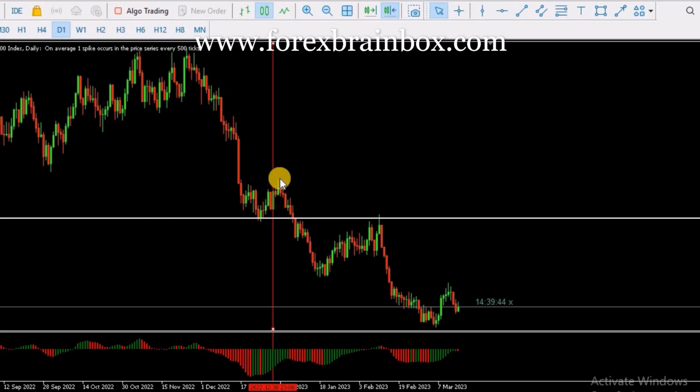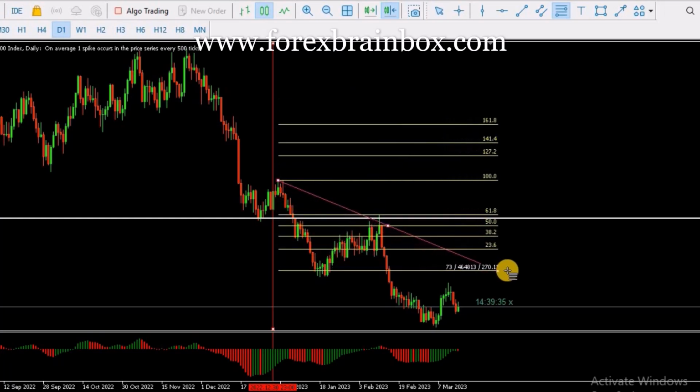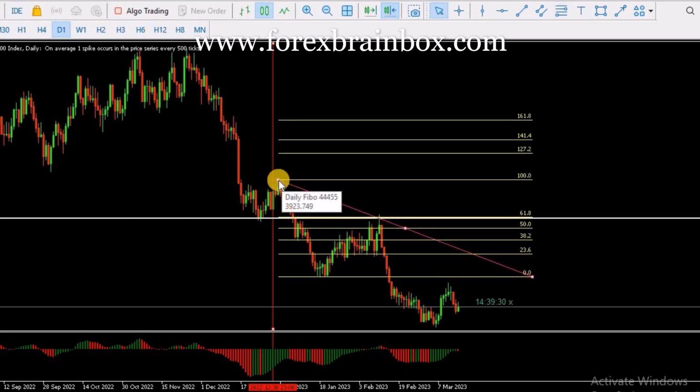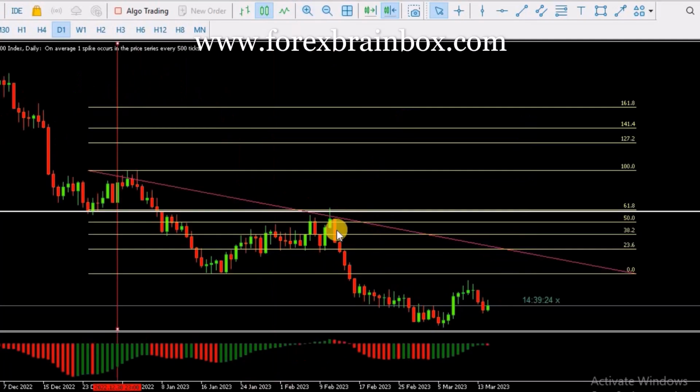After mapping your pin bar, you use your Fibonacci tool. You place it at the highest point and you drag it down to the lowest point. Guys, can you see that? Did you see what happened? From the highest point to the lowest point. You can see that, right?